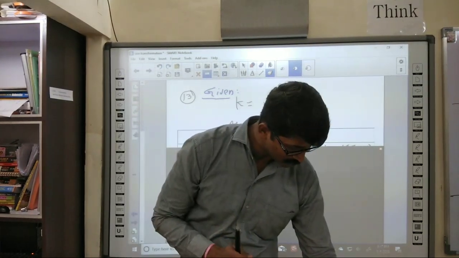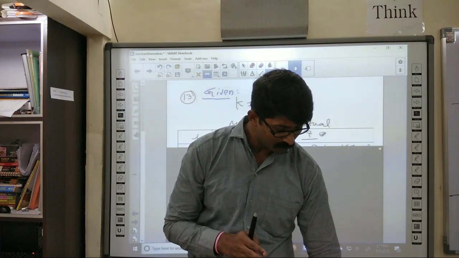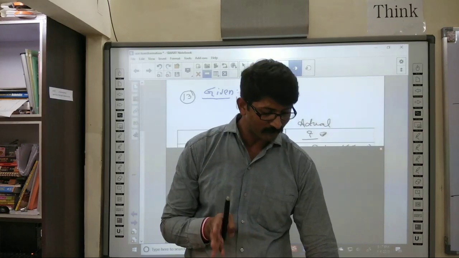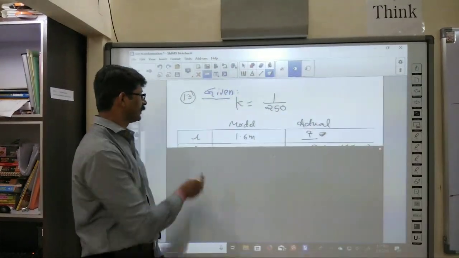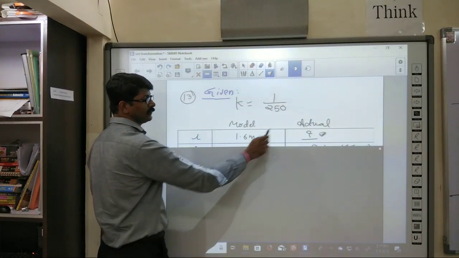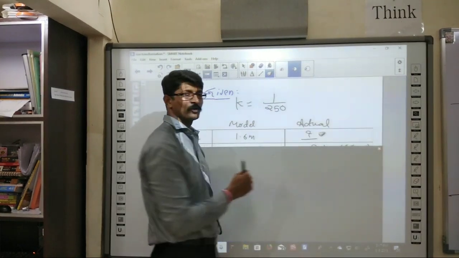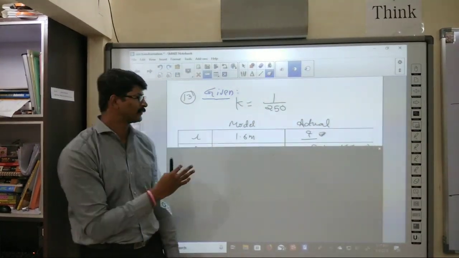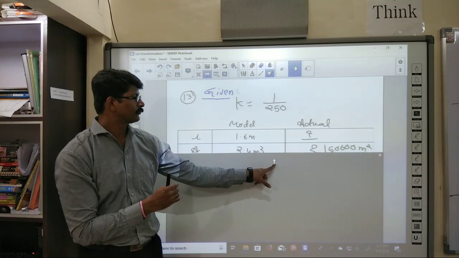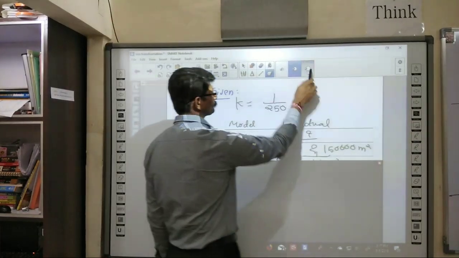Let's read once again the question. The length of the shape you have to calculate. The length of the model is 1.6 meter. If the length of the model is 1.6 meter, actual length of the shape is question mark. I hope you understood how to make the table. Next, what is the next part of the question?